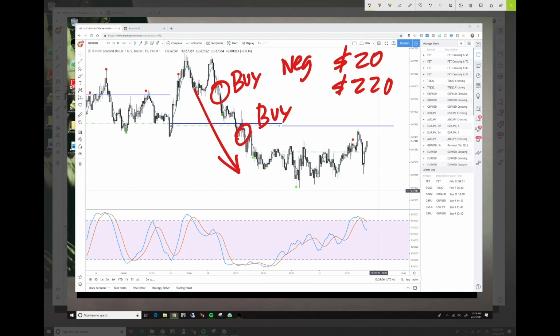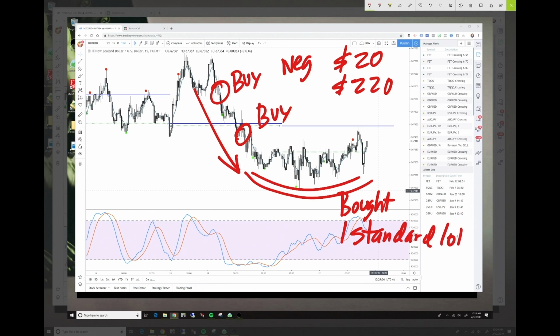And this morning, as price was forming this saucer shape underneath, I bought it one last time. And I bought one standard lot. And I got my average price all the way down really close to where price was right then. And then it closed everything because that trade ended up being profitable.